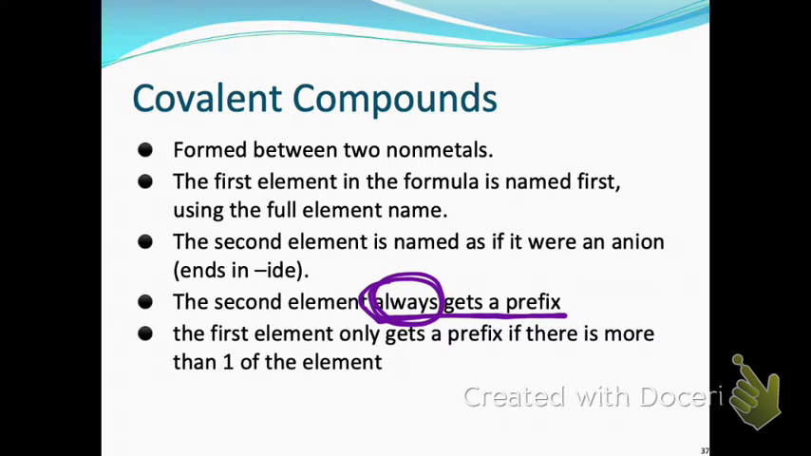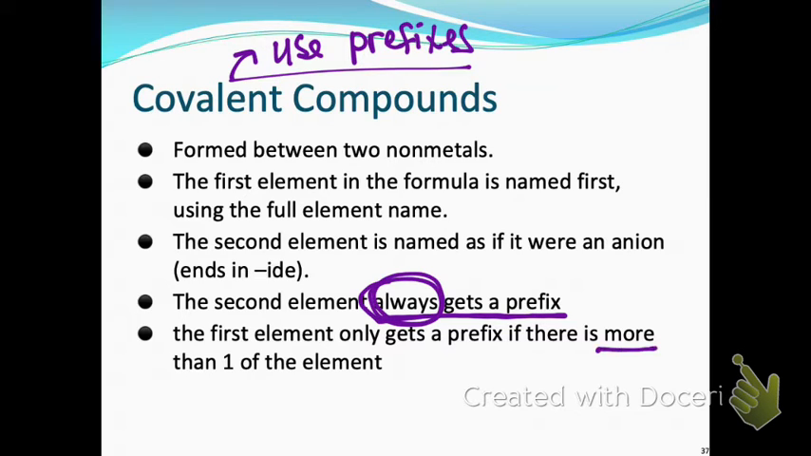Prefixes are used exclusively in covalent compounds. So these types of compounds, these are the only ones that use the prefixes. So I would maybe write that a little bit bigger over here somewhere, wherever you need to, but covalent compounds are the only category of compounds that use the prefixes. All right. The first element only gets a prefix if there is more than one of that element. So I'm going to give you an example here to help you remember this rule. Tell me what the name of this compound is.